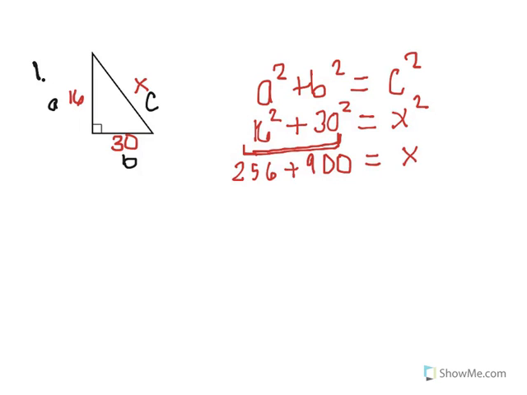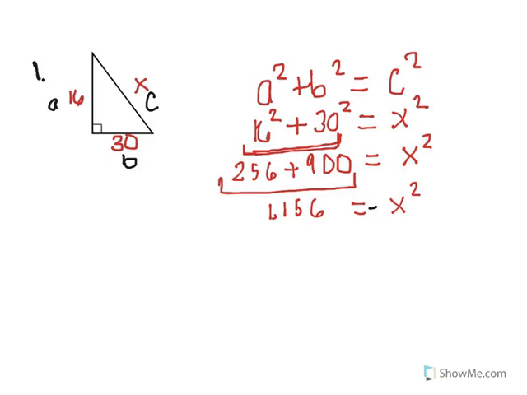Bring down your equal sign, bring down that x squared. Now let's add these two numbers together. 256 plus 900 is 1,156. Bring down your equal sign, bring down your x squared. So we know x squared equals 1,156, but we want to know what is just x equal.